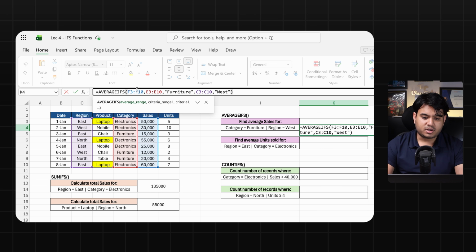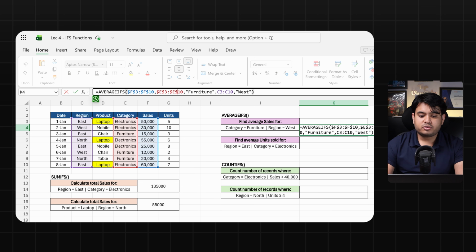If I look at the formula, first is our average range, which I have selected here, which is the sales cells. Then this is our first criteria range that I have selected here, which is category, E3 to E10, which should be furniture. And this is criteria range 2 where I am selecting the region area and there it should be west. Then I am locking all the cells again.